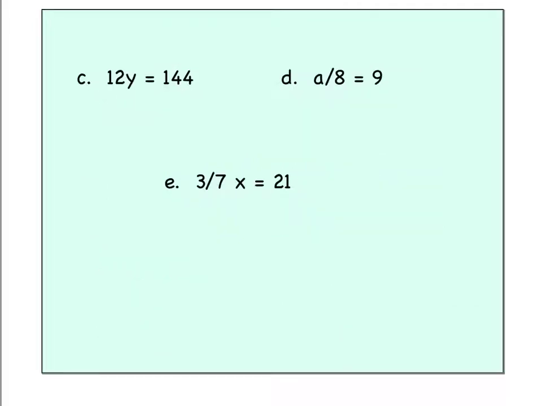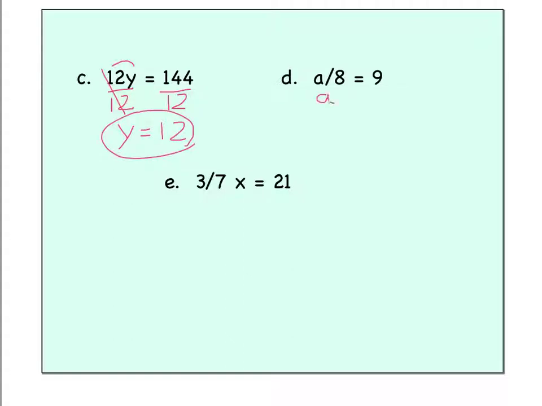On the next page, we have some multiplication and division equations. 12 is connected to the y by multiplication. To undo that, we were going to divide. So we get y equals 12 for our answer. To check, 12 times 12 does give us 144.